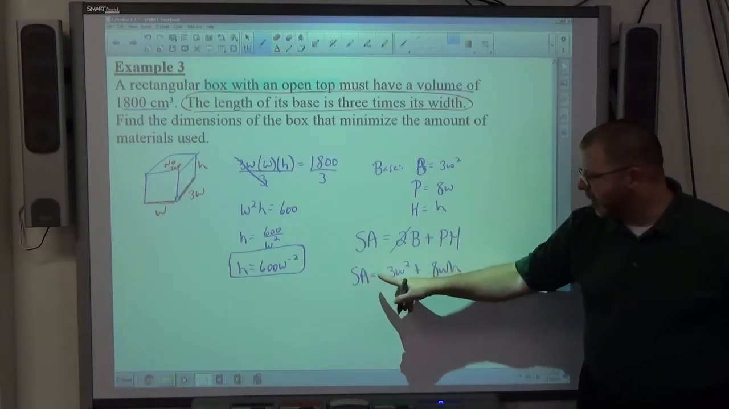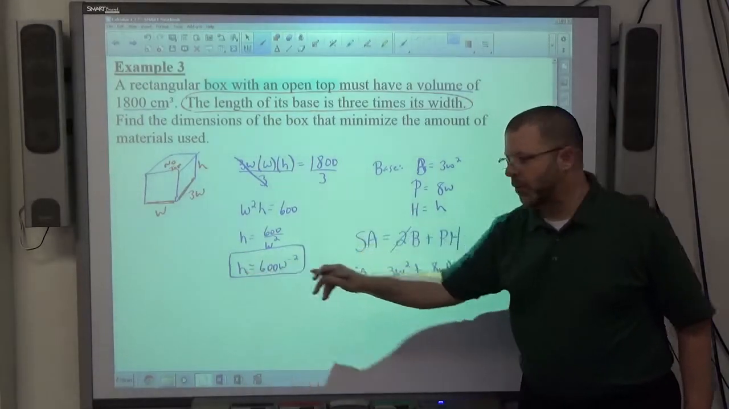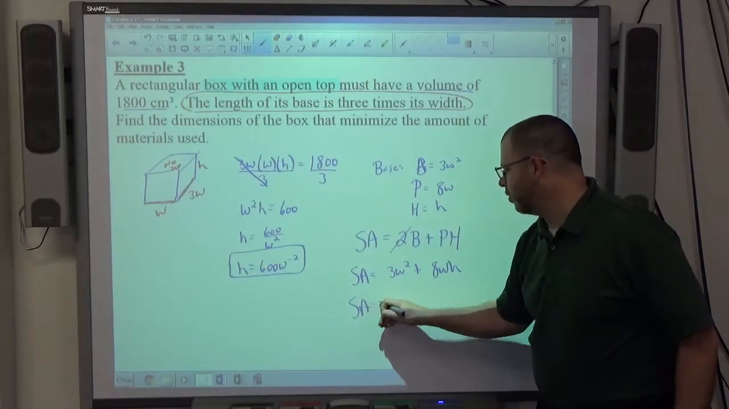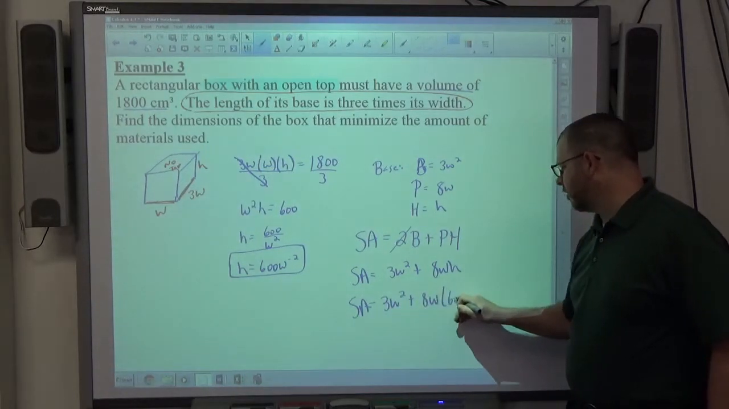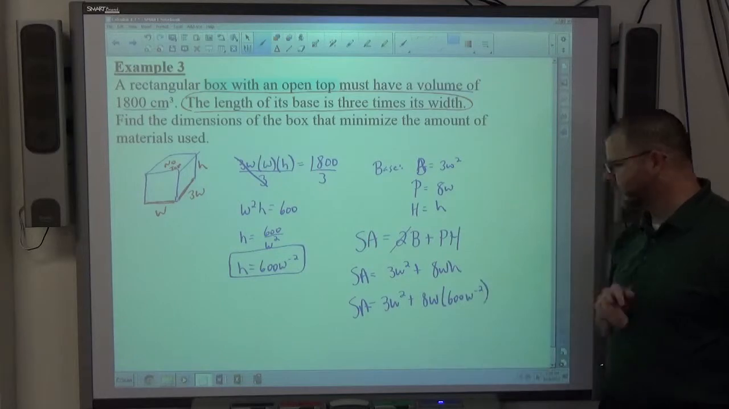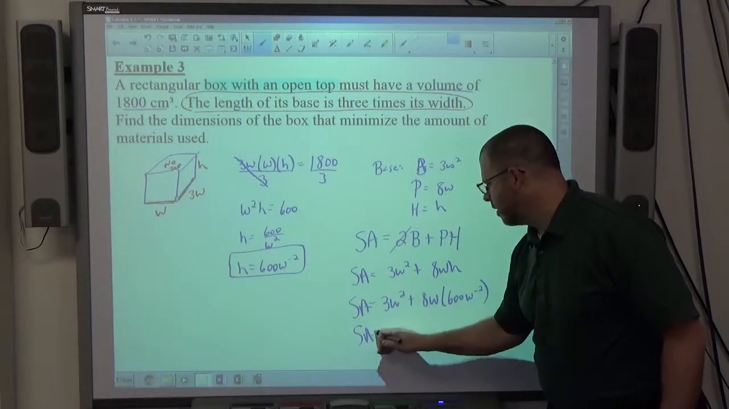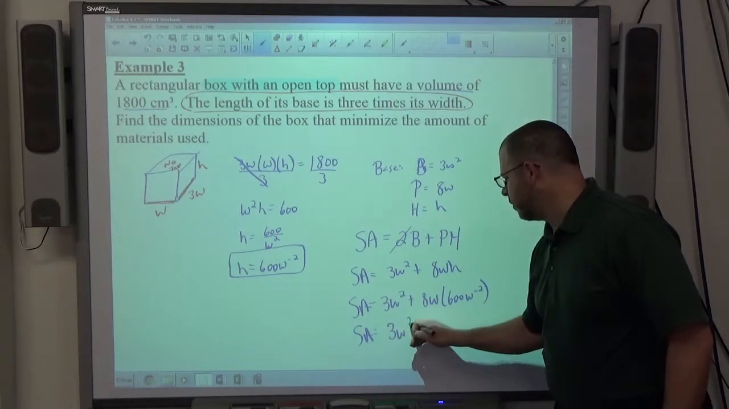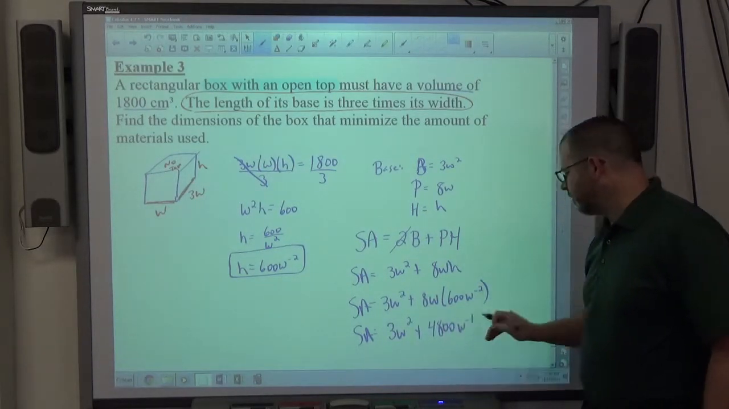What we're trying to optimize is related to two different variables. We know what H equals, right? So now we're at the point where we can say surface area is equal to 3W squared plus 8W times 600 W to the negative second power. Quick simplification here is 3W squared plus 4,800 W to the negative first power.